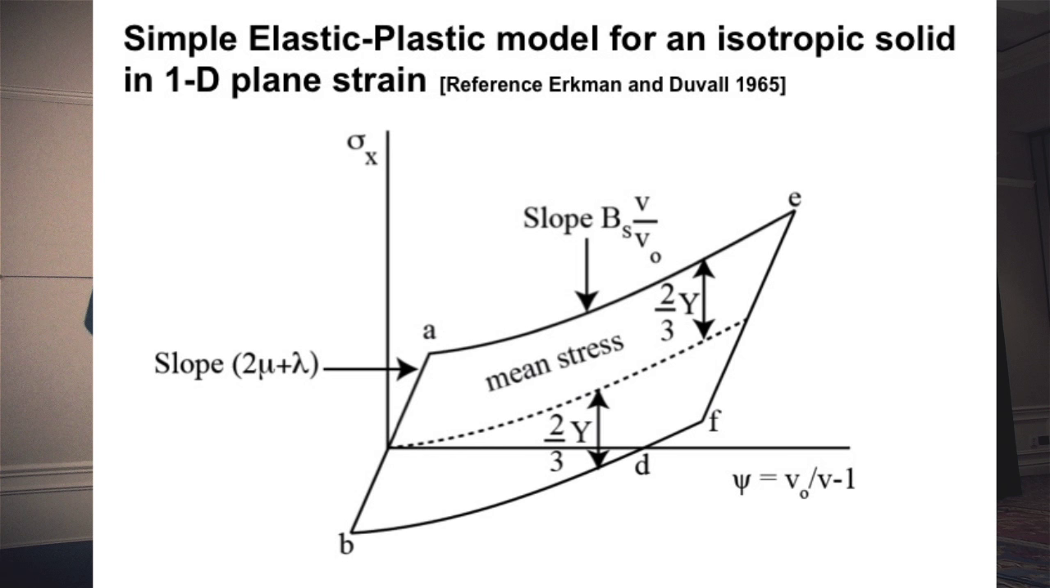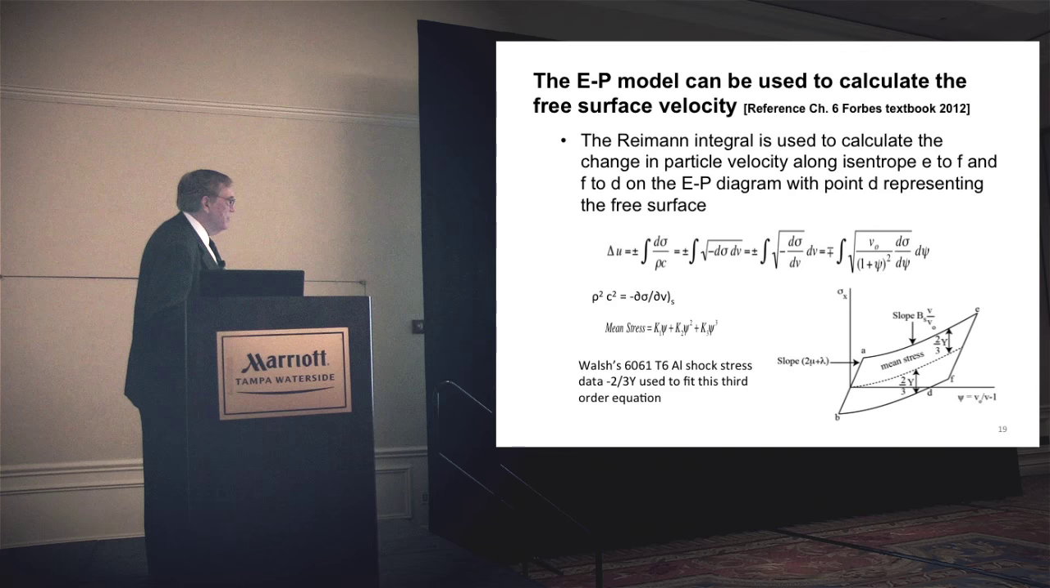So if you start from this point, because the jump equations get you to that point, you don't have to use the equation. You can start here, do this integral and this integral, the Riemann integral, till you get to this point, and you have calculated the free surface velocity, which is shown here, and this just shows you that you can put it in terms of the d sigma d psi.